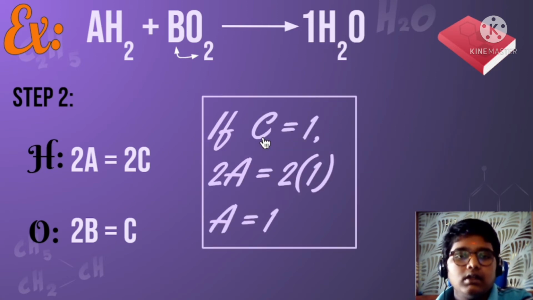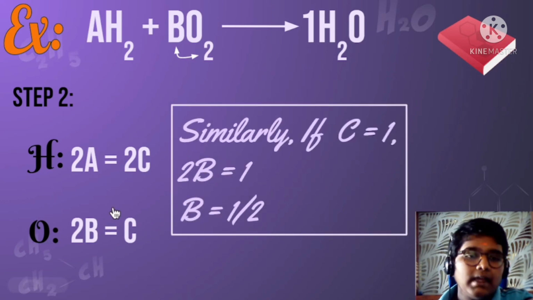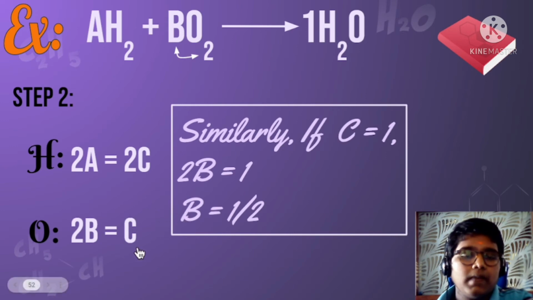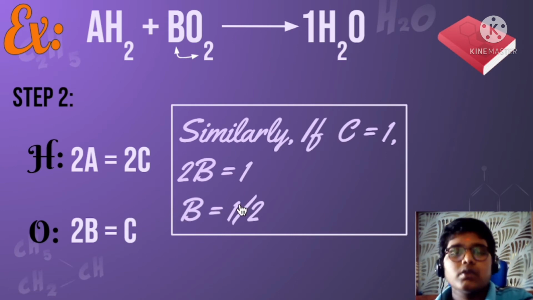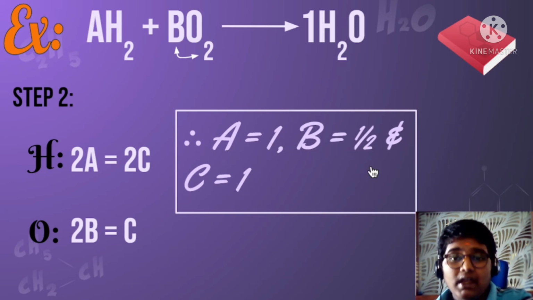Okay. Now if C equals 1, we must substitute in the equations. So 2A equals twice of 1, and 2B equals 1. So B becomes 1 by 2 when we transpose 2 to the RHS. Therefore A becomes 1, B becomes half, and C becomes 1, and this C we have assumed.